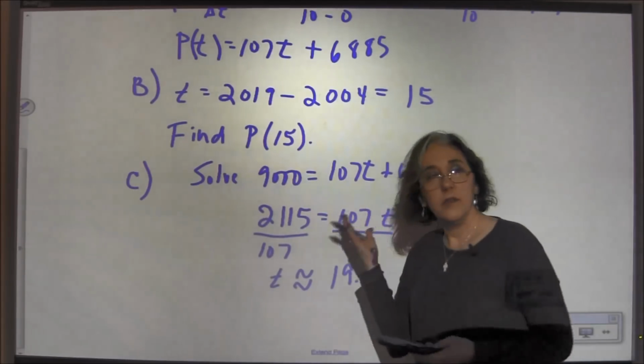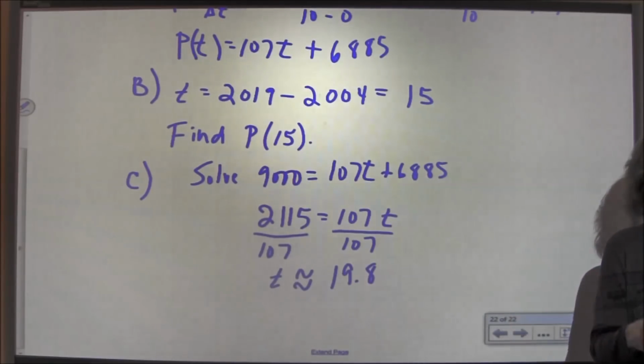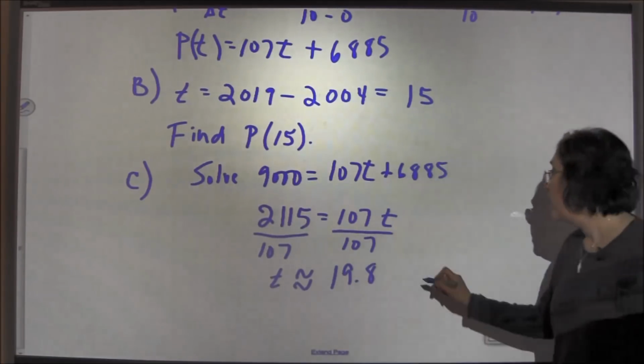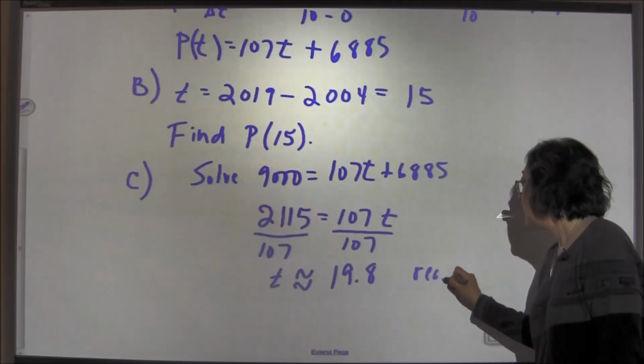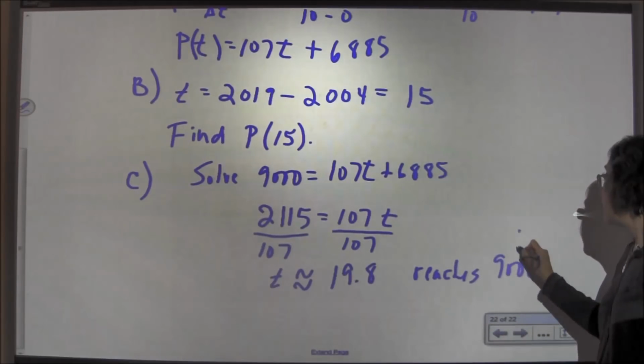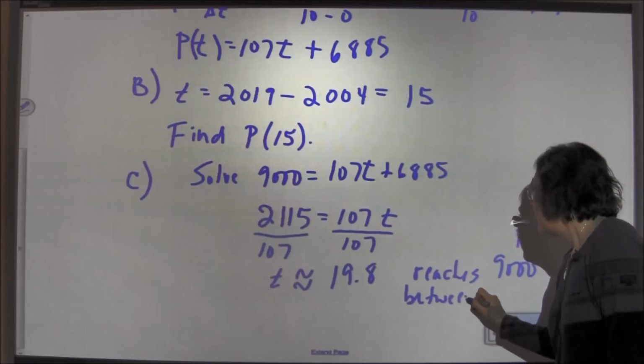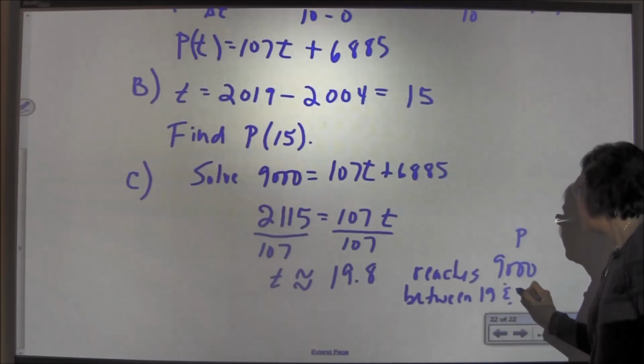Okay, now that's coming out to 19.8 something. Okay, but what did the question ask? It said, in what calendar year? So it's going to happen between 19 and 20 years, right? So it reaches 9,000 population between 19 and 20 years later.